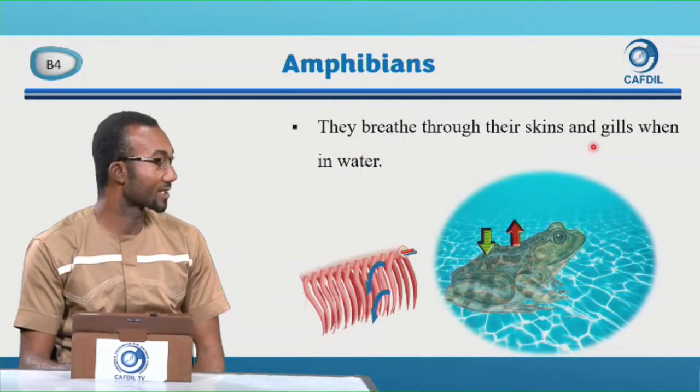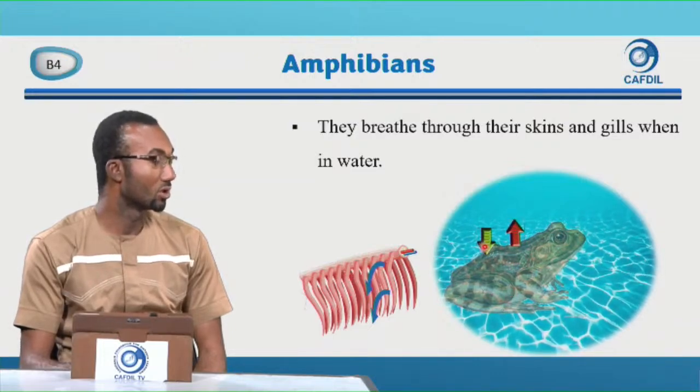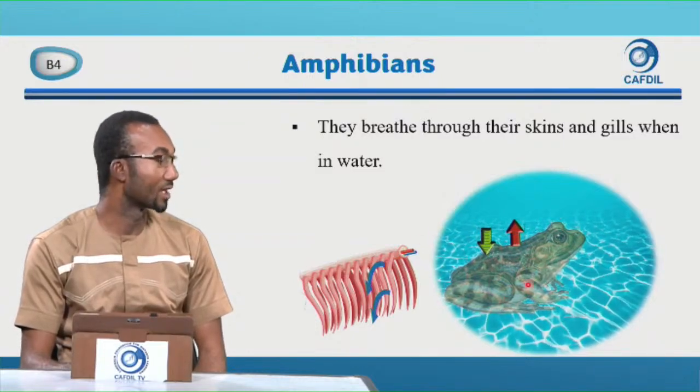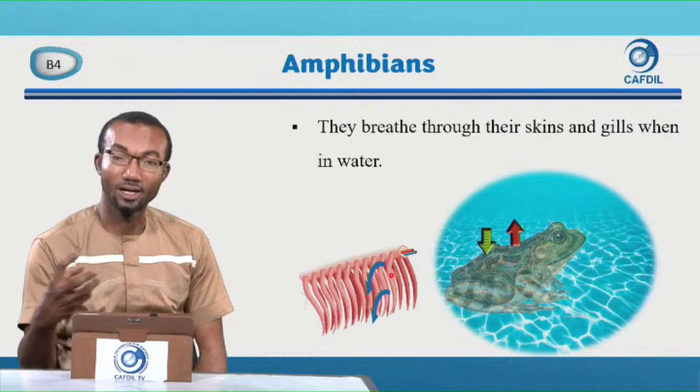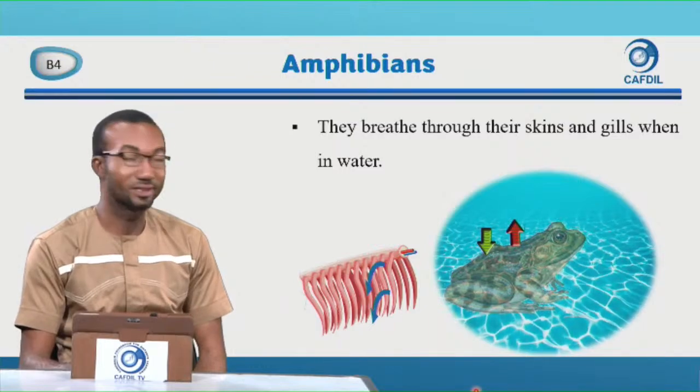They breathe through their skin and gills when in water. So this is how the gills look like. And they can also breathe through their skin when they are in water. So this is the gills that help them to breathe. The water will get through the gills, and then it will absorb the oxygen from the water, and then the frog will use it. So this is what we call the gills, and they can also breathe through the skin when they are in water.